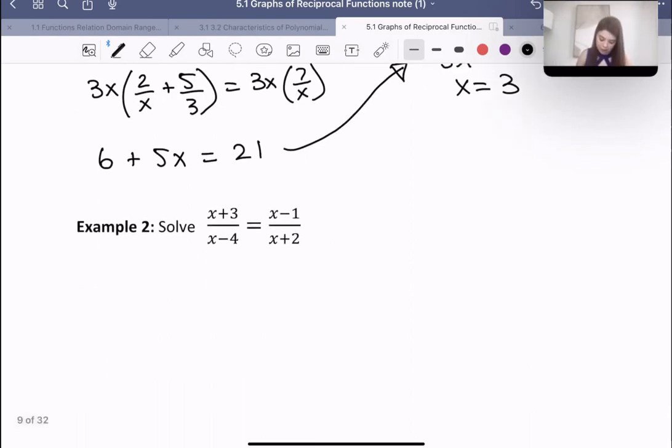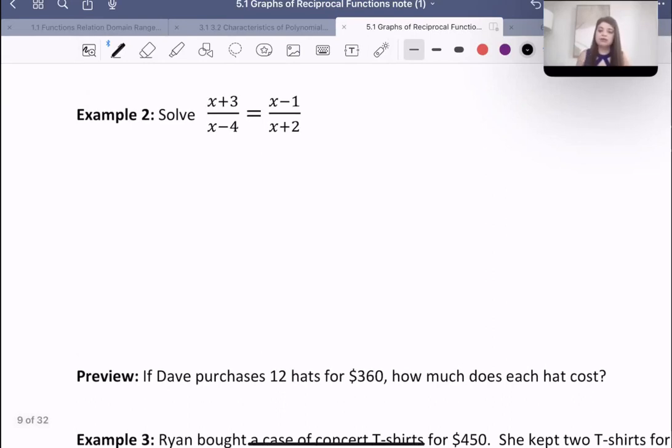Okay, now how would we solve something like this? Well, in this case, we're going to cross multiply. I'm going to multiply this up, and I'm going to multiply this up like that. So I'm going to end up with x plus 3 times x plus 2 is equal to x minus 4 times x minus 1.